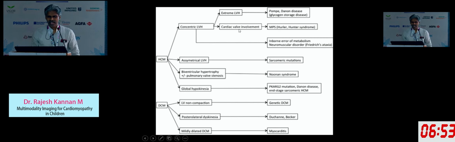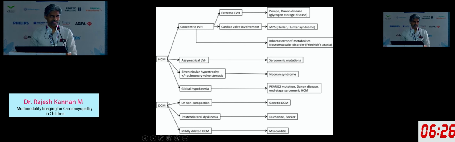And if you see a concentric LVH with valve involvement, you think of mucopolysaccharidosis. Okay, and when there is biventricular involvement, nearly symmetric biventricular involvement is characterized by Noonan disease, especially when there is a pulmonary valve stenosis. And when an HCM patient presents with a global hypokinesia, if the initial presentation is significant LV dysfunction, then you'll think of a PRKAG2 mutation, Danon's disease, or end-stage sarcomeric HCM.